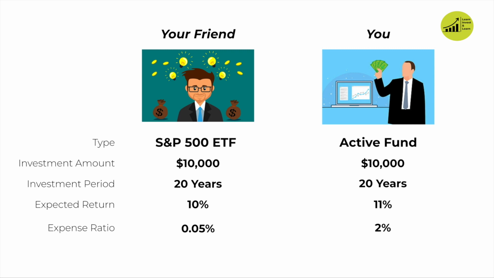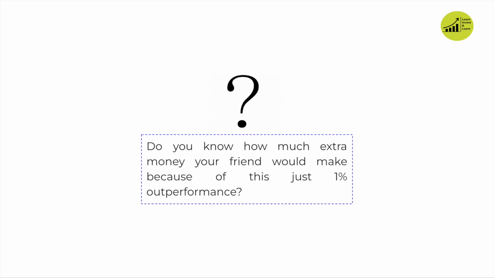However, because of the 2% management fee every year, it is obvious that you would make less than your friend, as you would be earning 11 minus 2, that is 9%, while your friend would earn close to 10%. Now the big question. Do you know how much extra money your friend would make because of this just 1% outperformance?